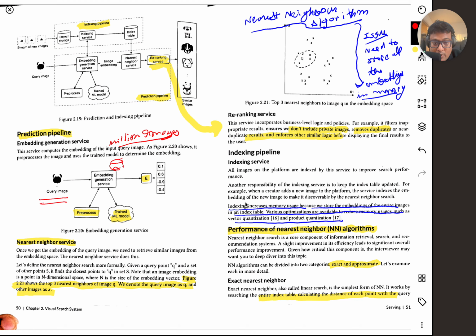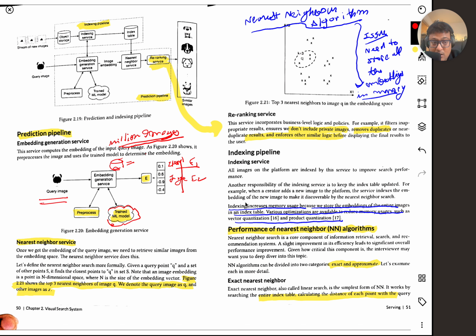and for all those images, you have already trained a model, and for all of those images in your data set, you have already pre-computed those embeddings and stored them in the memory. So you have essentially built a database: image 1 and its embedding, image 2 and its embedding.